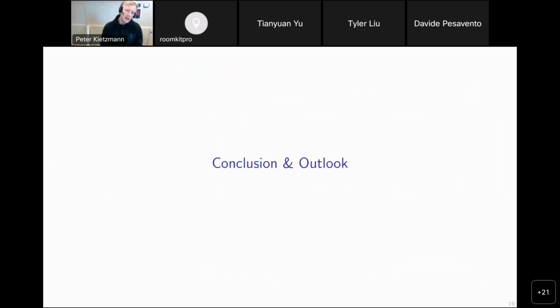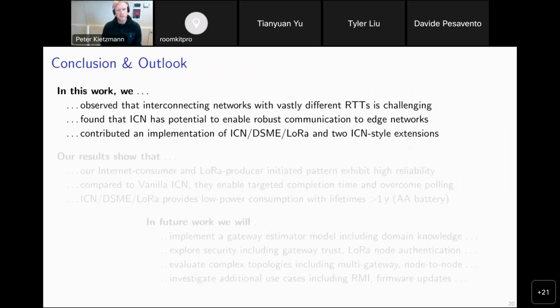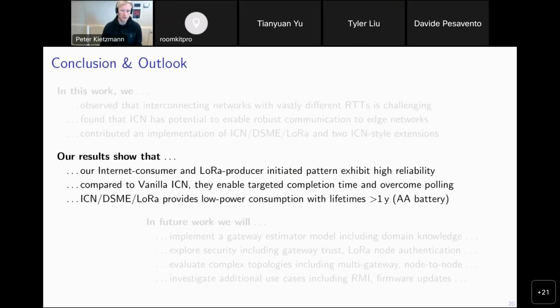So now let's come to the conclusion of this presentation. In this work, we have observed that interconnecting networks with vastly different round-trip times is challenging. We found that ICN has the unique potential to enable robust communication to LoRa nodes in challenged edge networks without requiring application layer relays. And we have contributed a complete OS-level implementation of ICN DSME LoRa and two ICN-style extensions together with a reproducible evaluation environment.